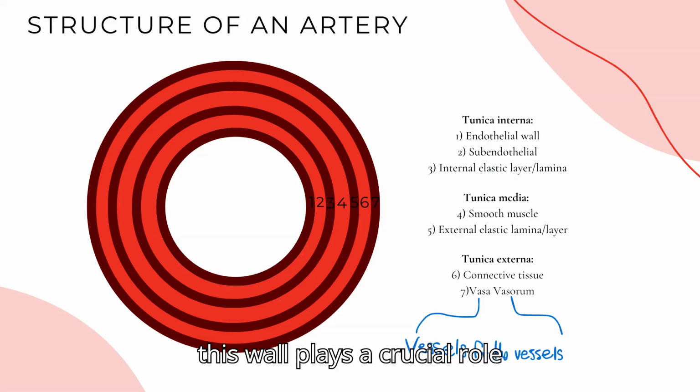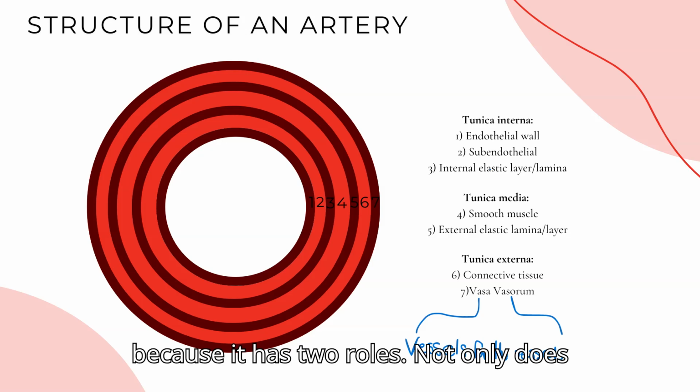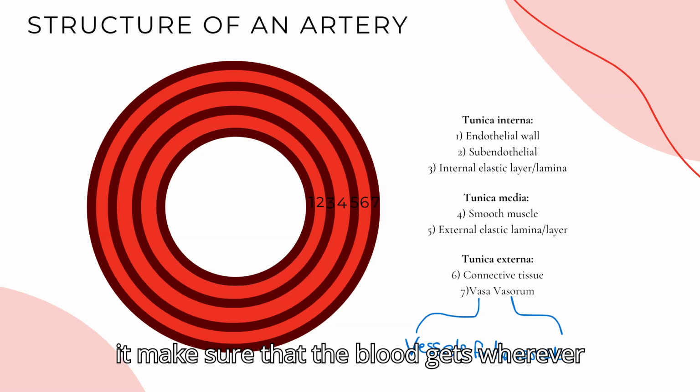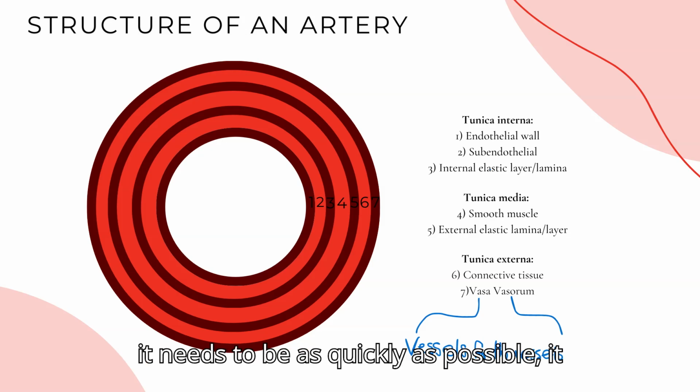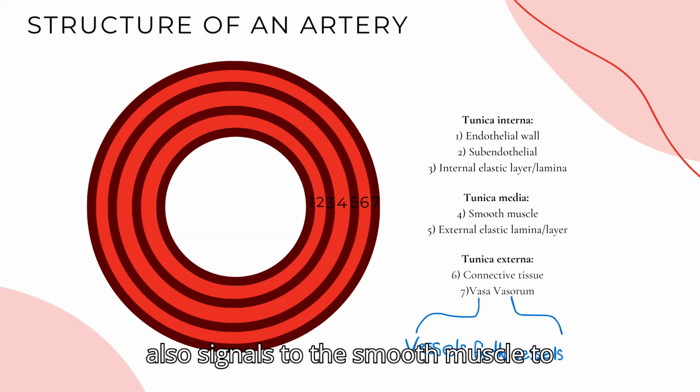And this wall plays a crucial role because it has two roles. Not only does it make sure that the blood gets wherever it needs to be as quickly as possible, it also signals to the smooth muscle to constrict and dilate the artery, which I'll talk about later. Next, we have the subendothelial wall.